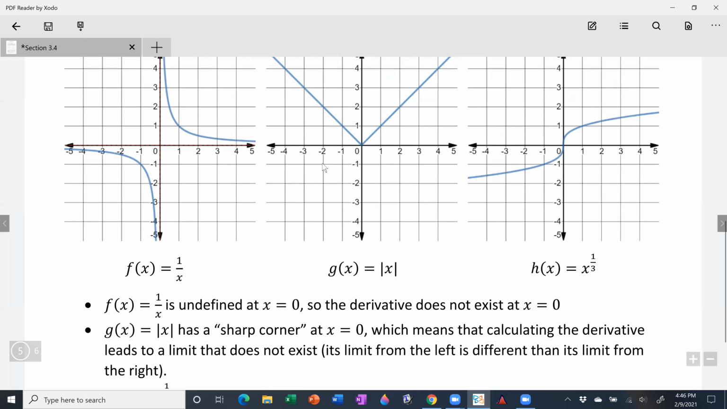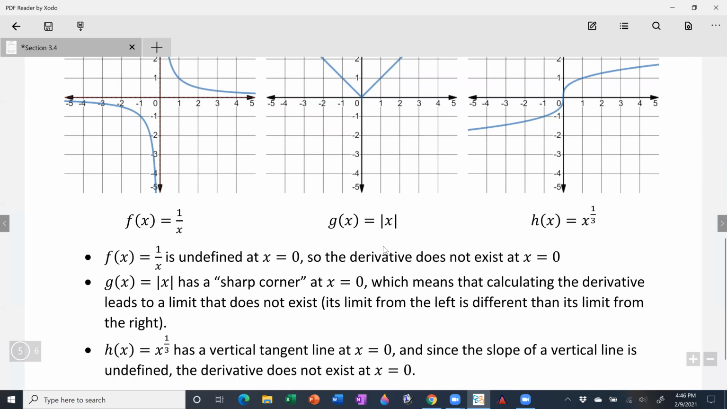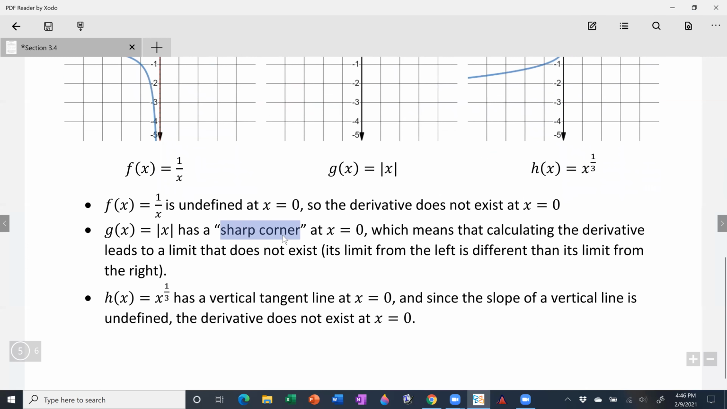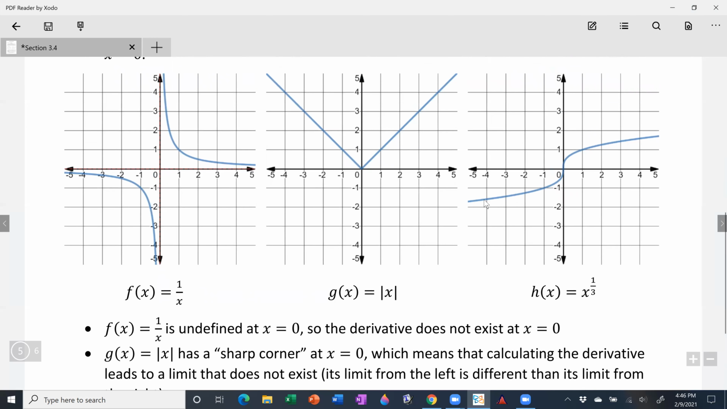The limit from the left ends up being a different value than the limit from the right. I believe we worked out the limit of the absolute value function approaching 0, and we saw that it did not exist. So anytime you have a sharp corner, the definition of the derivative with that limit process is going to give you a limit that does not exist because it's different from both sides. So whenever you've got a sharp corner, the derivative does not exist at that moment.